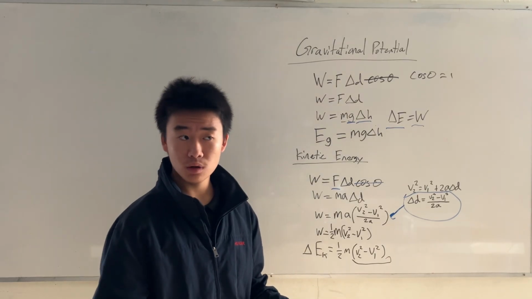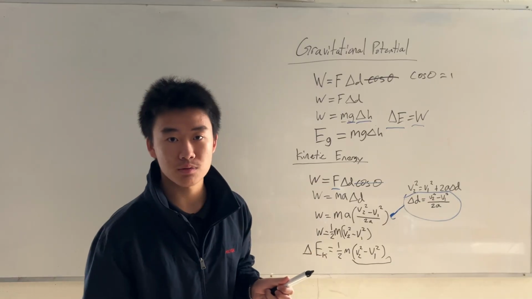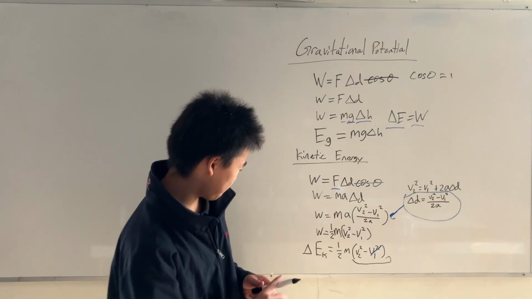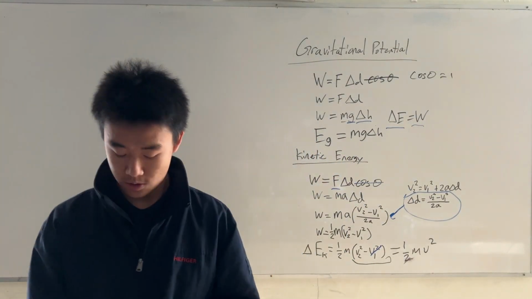Now, usually in roller coaster problems, we might start at the top where it starts from rest. So the initial speed would be 0. So what we get is the typical kinetic energy formula.